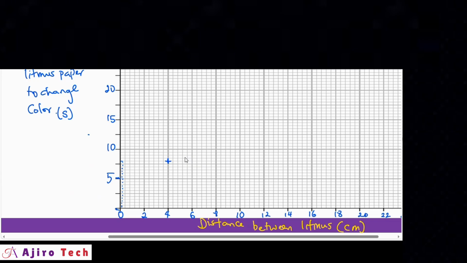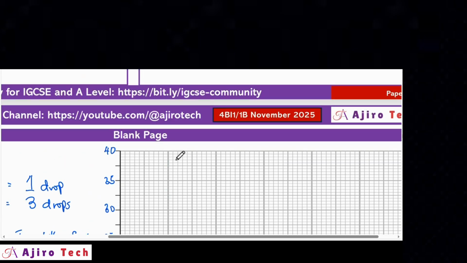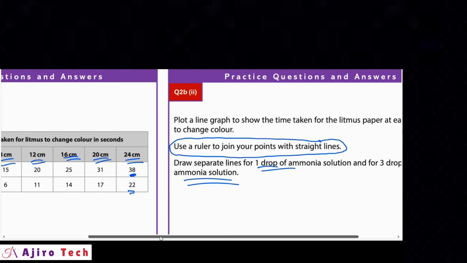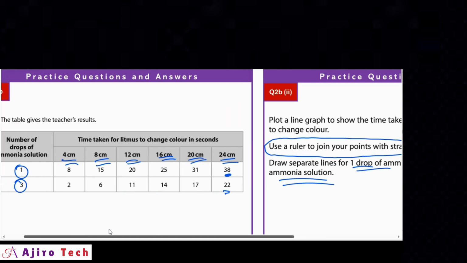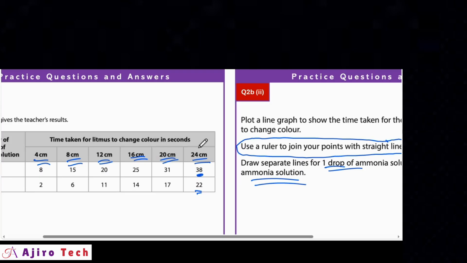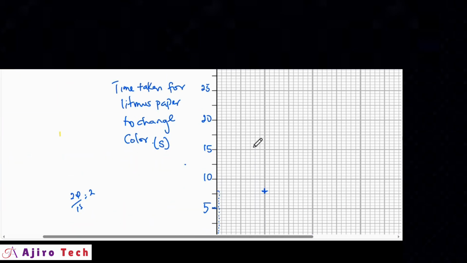Let me use a plus sign to mark. So that's the first point. Let's go up and check our table for the next point. The next point is 8 centimeter to 15. 8 centimeter to 15. Let's go back.